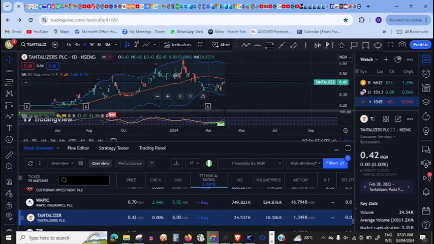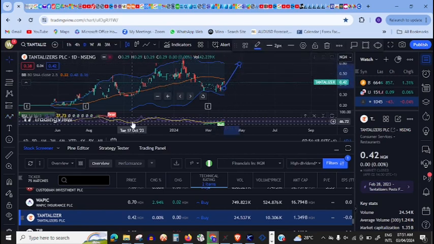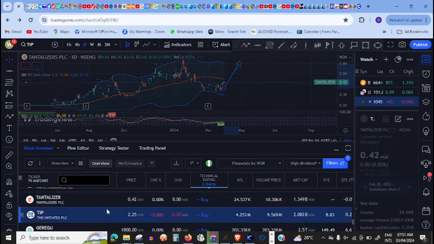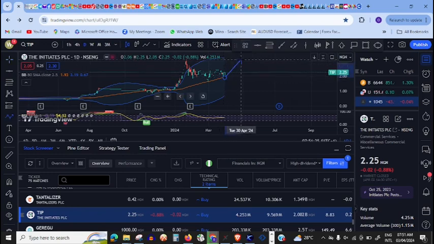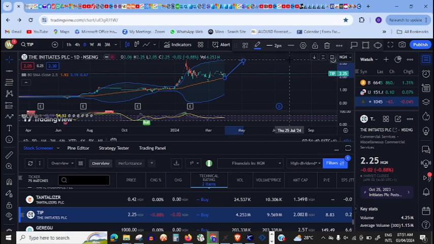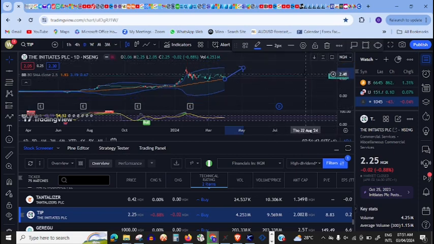Tantalizer, okay, we get it at 37 kobo to the top of the band. That's 59 kobo. Okay, this TIP is also a good one. This is what I expect the market to do. Let's say if you can get it at 1 naira 90 kobo, then you take it to, let me check and see clearly, 3 naira 20 kobo.